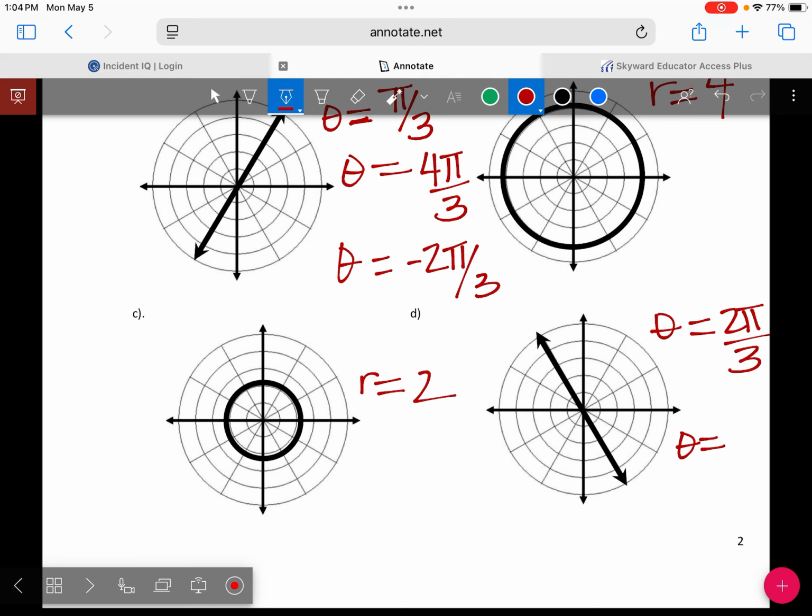Is it 5 pi over 1 over 6, 2 over 3, 4, 5, 6, 7, 8. 8 over 6. So I have negative 4 pi over 3. Okay. Yeah.